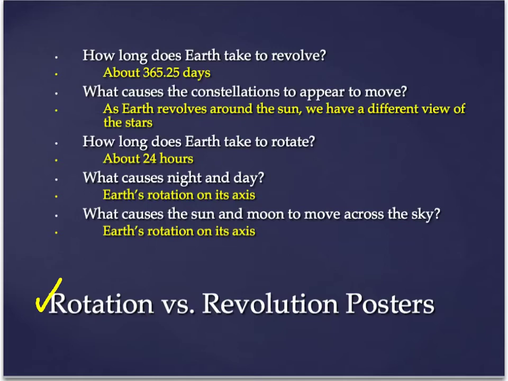How long does Earth take to rotate? 24 hours. What causes night and day? And also, what causes the sun and moon to move across the sky? Both of these are going to be Earth's rotation on its axis.